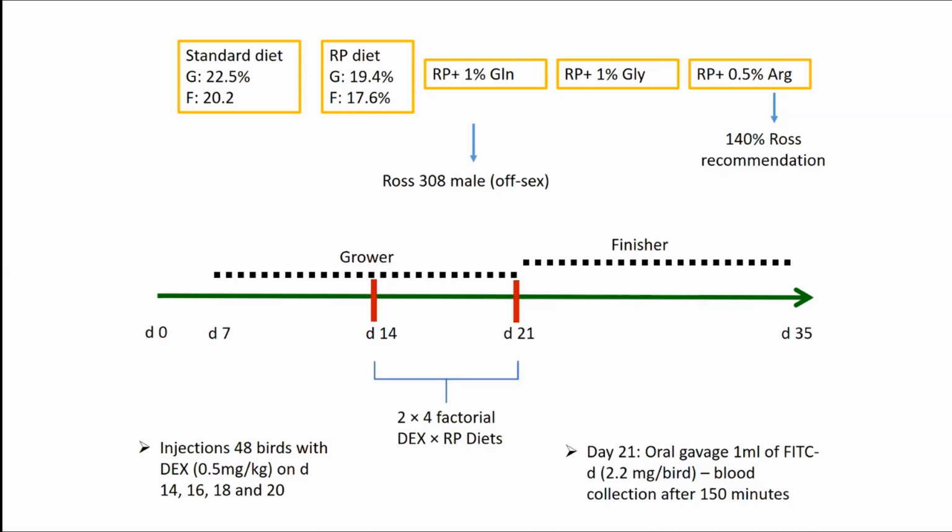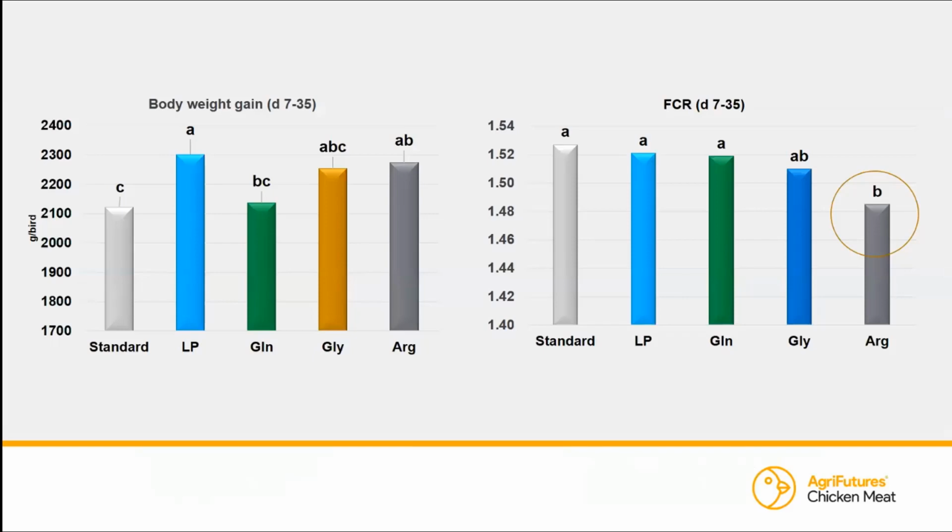We added glutamine, glycine and arginine into the reduced protein diets. We had 1% glutamine, 1% glycine, and 0.5% arginine, which brought the arginine to around 140% of Ross recommendation, which was a fairly substantial increase. We wanted to see whether we see an impact, particularly under stress-stimulated conditions. We saw an impact on FCR based only on the arginine, only in the diets that had increased arginine.